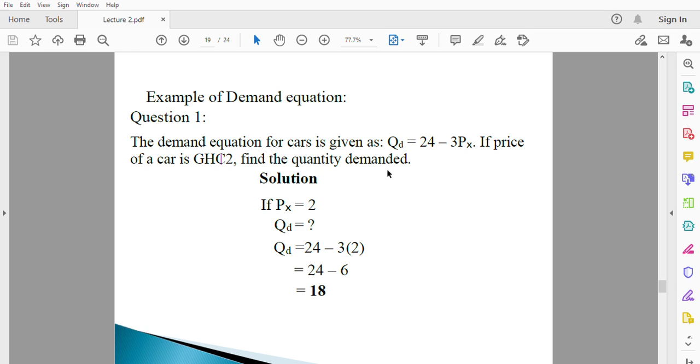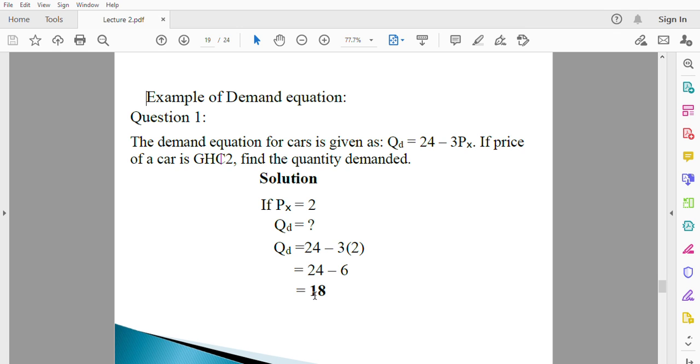So simple. Price is 2 Ghana cedis, and the price is Px. So you rewrite your demand function, and wherever you see Px, you put 2 there. 3 times 2, 6. 24 minus 6, we have 18. So the quantity demanded of cars is 18.